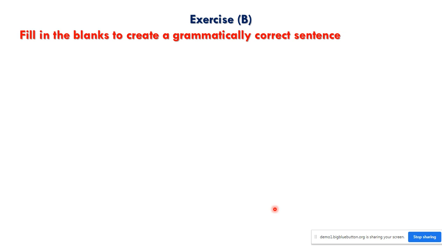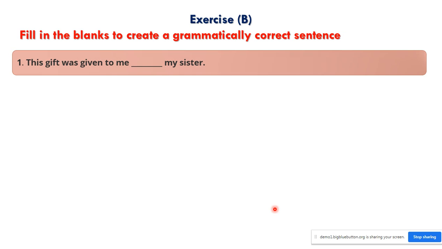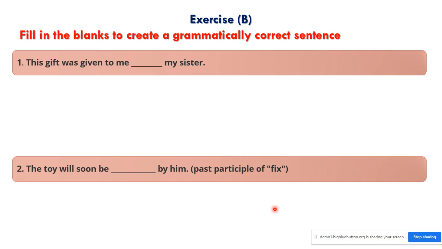Exercise B. Fill in the blanks to create a grammatically correct sentence. The first one: this gift was given to me, blank, my sister. The toy will soon be blank by him, and the past participle of fix. So this means that you need to add a verb here.